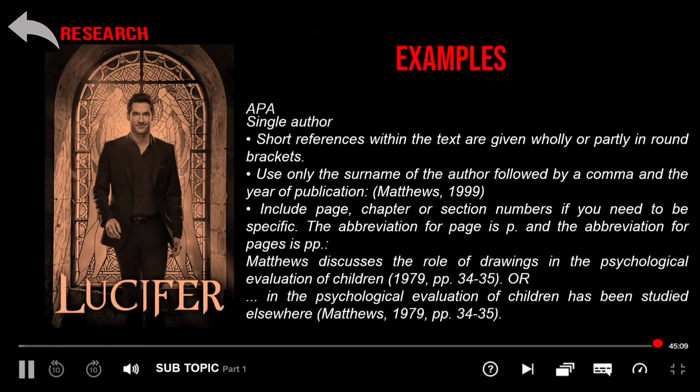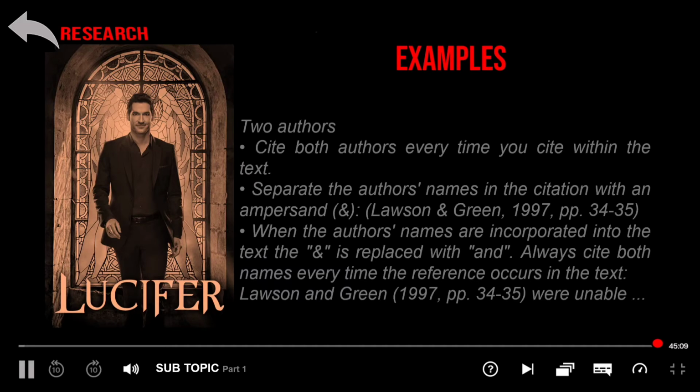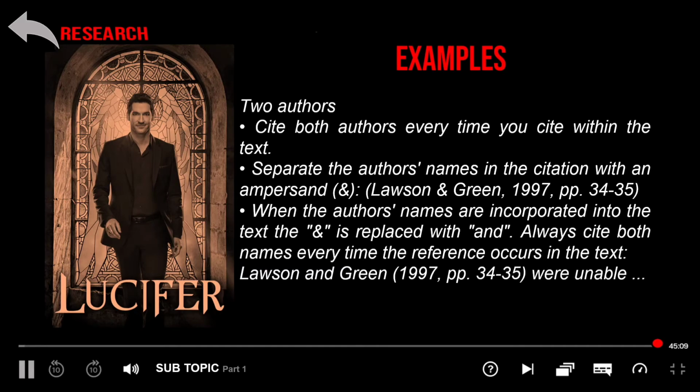For two authors, we cite both authors every time we cite within the text. We separate the authors' names in the citation with an ampersand. Example: Lawson & Green, 1997, pp. 34-35. When the authors' names are incorporated into the text, the ampersand is replaced with "and". Always cite both names every time the reference occurs in the text. For example: Lawson and Green (1997, pp. 34-35) were unable, and so on.